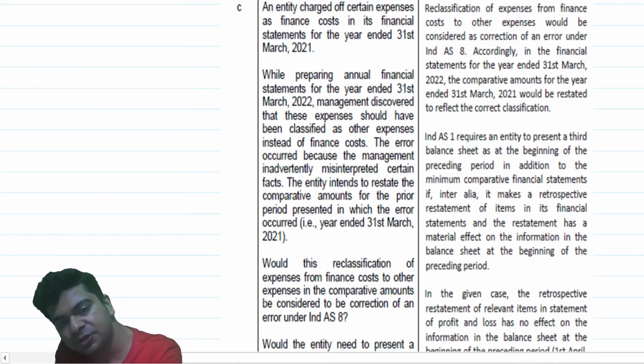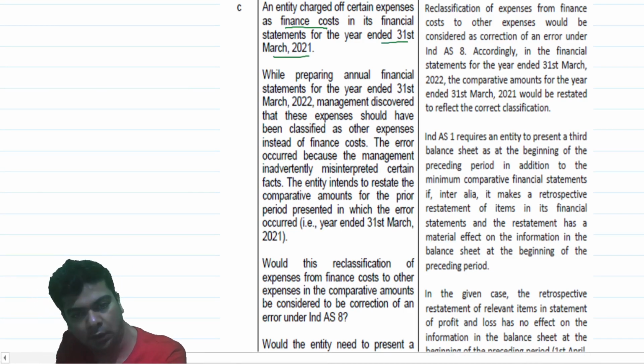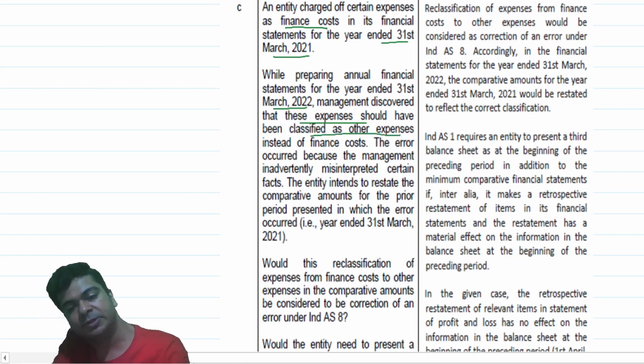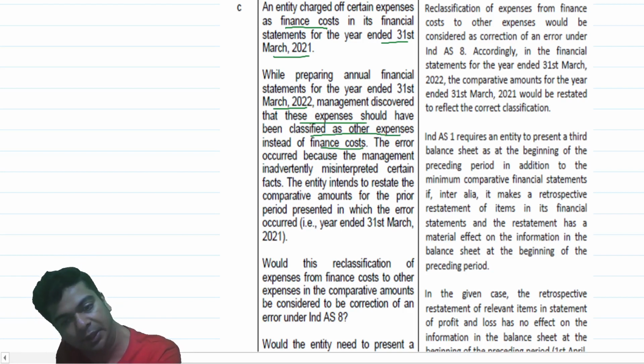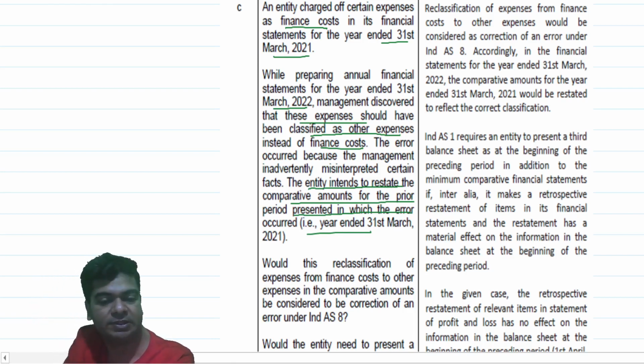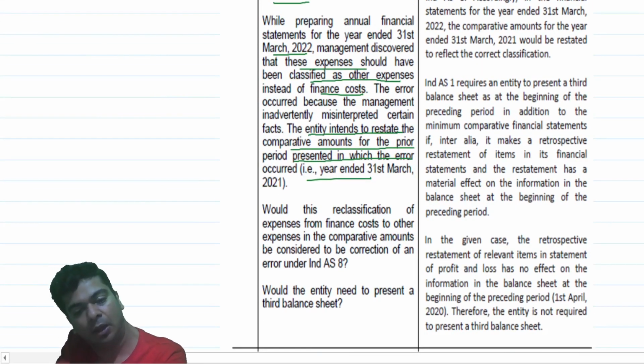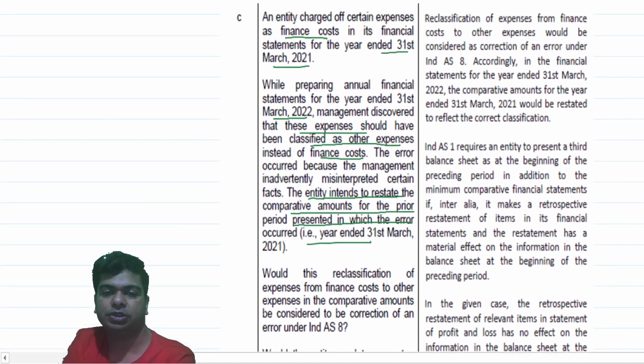An entity charged off certain expenses as finance cost in its financial statements for the year ended 31st March 2021. While preparing annual financial statements for the year ended 31st March 2022, management discovered that these expenses should have been classified as other expenses instead of finance cost. The error occurred because the management inadvertently misinterpreted certain facts. The entity intends to restate the comparative amounts for the prior period presented in which the error occurred. Would this reclassification of expenses from finance cost to other expenses in the comparative amounts be considered correction of an error? Answer will be yes to that. Would the entity need to present a third balance sheet? Okay.